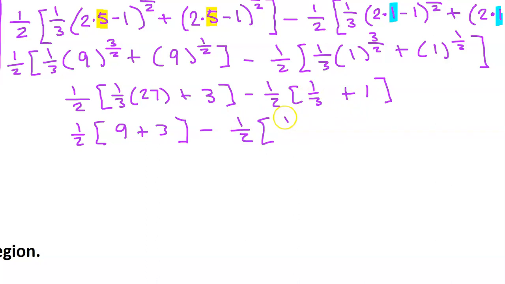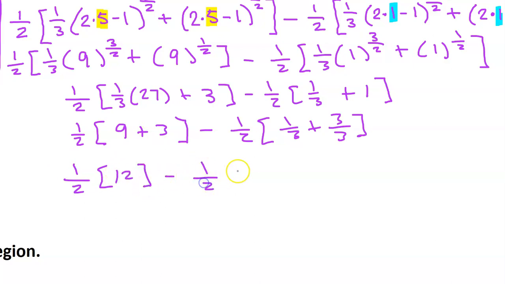And let's see, so this would be the same thing as 1/3 plus 3 over 3. I'll just get ready there. So I have 1/2 times 12 minus 1/2 times 4 over 3.